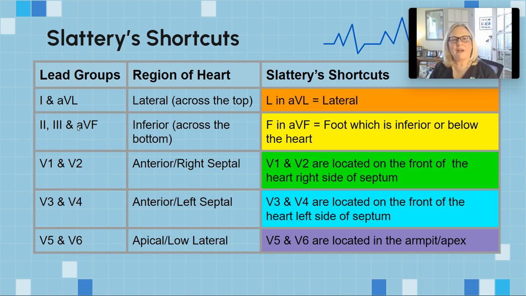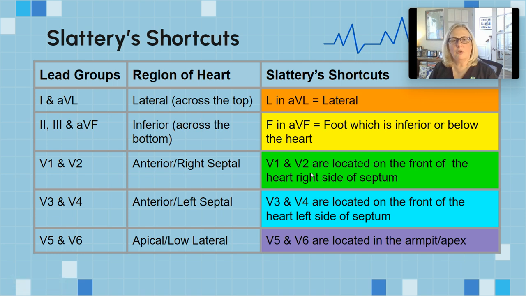So 2, 3, and AVF go together. We know they all land at the foot. We all land at the bottom. F in AVF means foot, which is our left foot, inferior or below the heart. So if it's going to our foot way below the heart, it's going to be across the bottom. And 2, 3, and AVF all land at that left foot. And I know you're taking time writing this, so I'm just going to keep talking, and you can write and catch up as we go, or pause it if you need to.